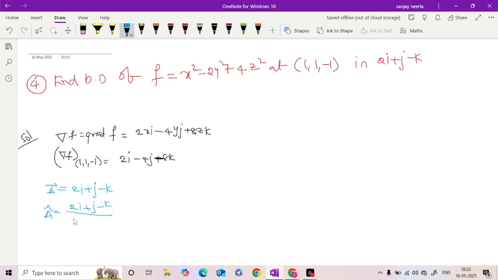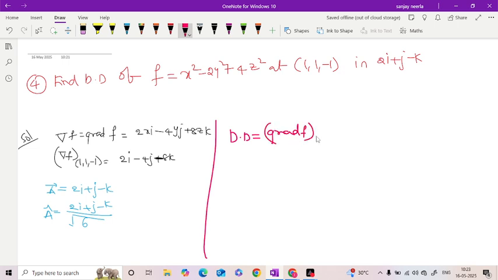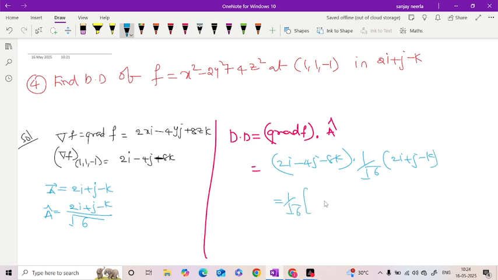The magnitude of a is under root of 4 plus 1 plus 1, which is root 6. And the directional derivative is the gradient of f dotted with a cap. So (2i minus 4j minus 8k) dot 1 by root 6 (2i plus j minus k). That means 1 by root 6 of 4 minus 4 plus 8, which is 8 by root 6. Very good.